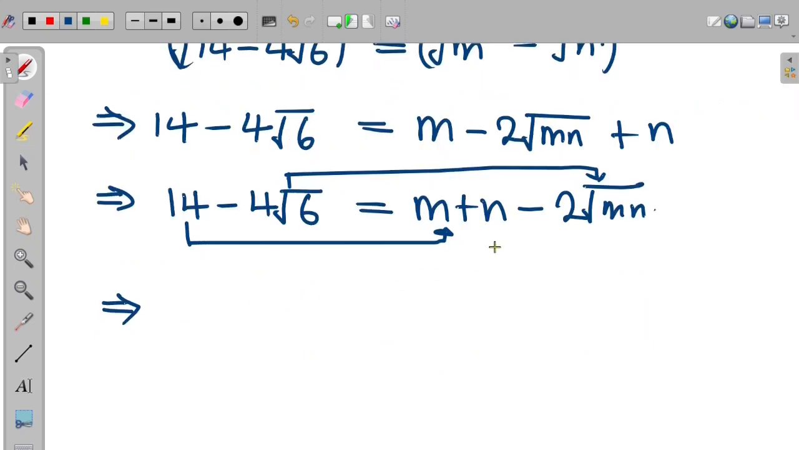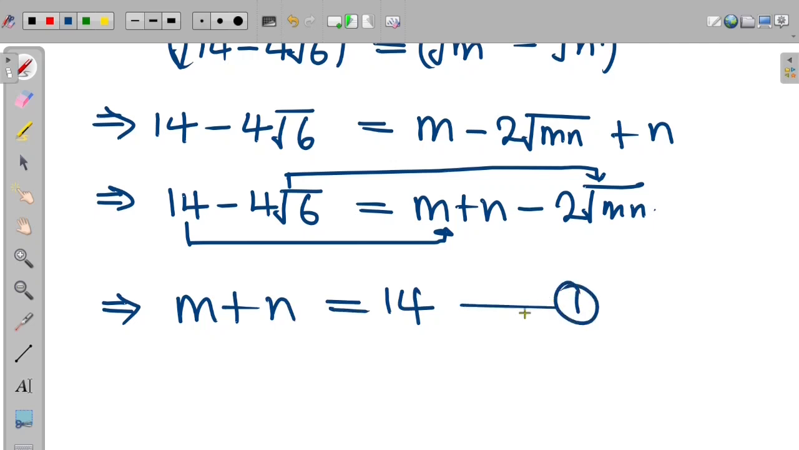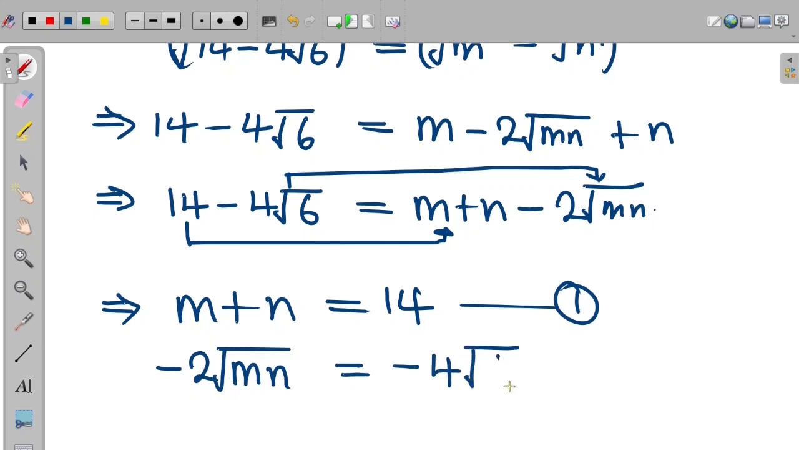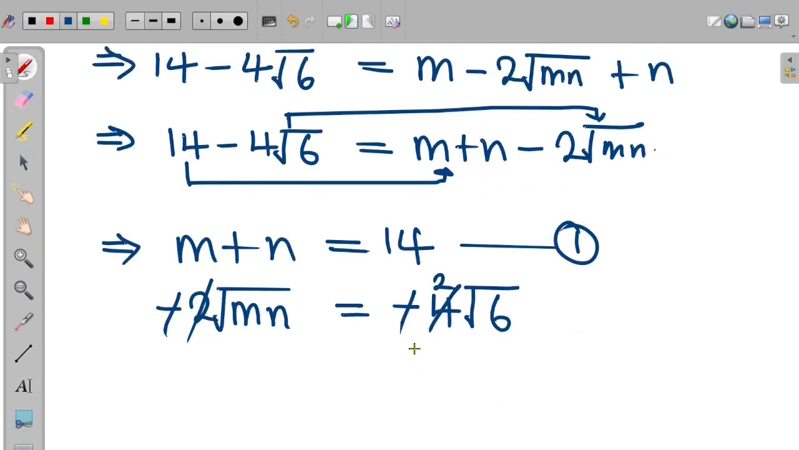So as we begin to equate terms, this becomes m plus n equal to 14. Let's call here equation 1, and we have minus 2 multiplied by root m n equal to minus 4 multiplied by root 6. So minus here, we cancel that minus here. If 2 divide itself, we have 1. If 2 come into 4, we are left with 2. So therefore, we have root m n is equal to 2 root 6.